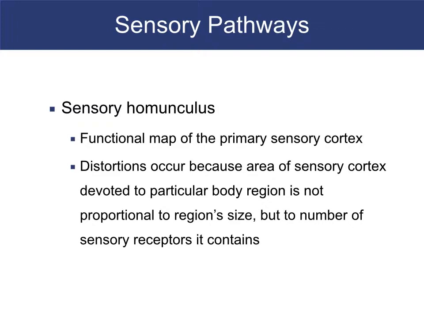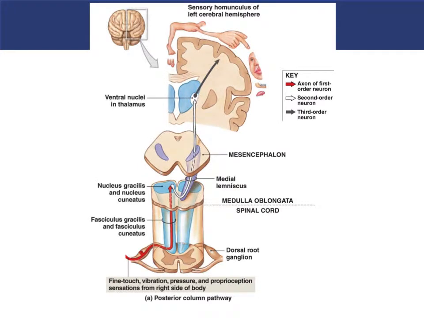The sensory homunculus, that's kind of a funny word, I think, refers to this functional map of the sensory areas of the brain. We've already talked about the fact that the front part of the brain is the motor, and the back part, behind the central sulcus, is the sensory. This little drawing, this homunculus, is a map that relates things to how much area of the brain is taken up by it.